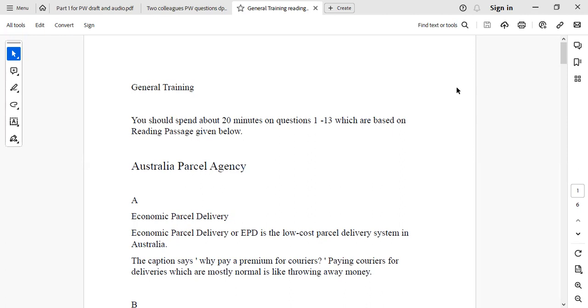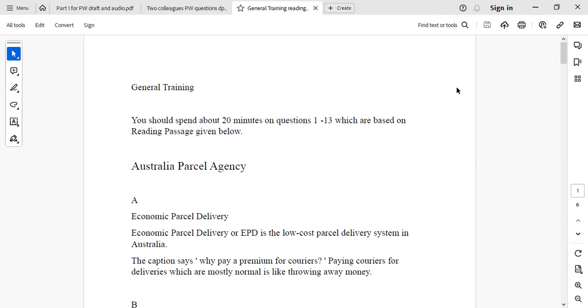Today I would like to give you a session on general training reading passage number one. This session will focus on how the questions in the general training reading module look, what different types of questions we could expect, and how to approach one particular question. Not in test conditions, of course; we will go very slowly and try to comprehend this pattern in a clear manner. So let's get started.